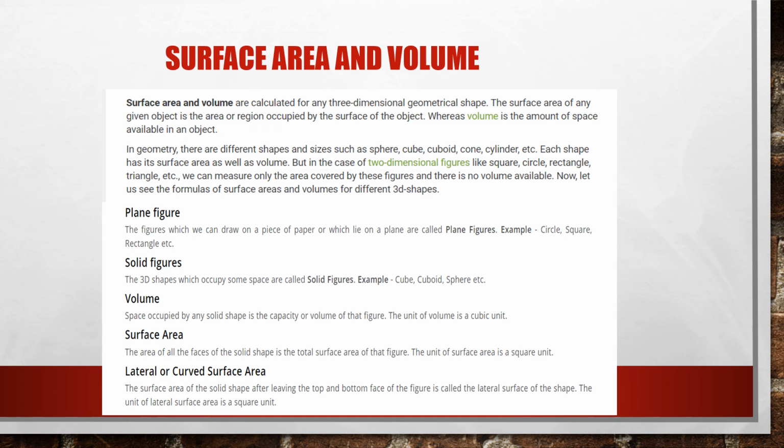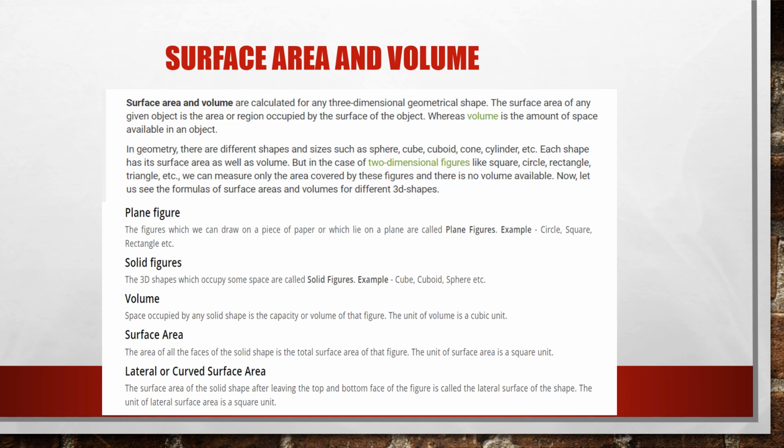Okay, so those 2D figures are known as plane figures, which we can draw on a sheet of paper, for which all the points and lines lie on a plane. For example, the circle, square, rectangle. And solid figures are the 3D shapes which occupy some space. For example, cube, cuboid, sphere, etc.